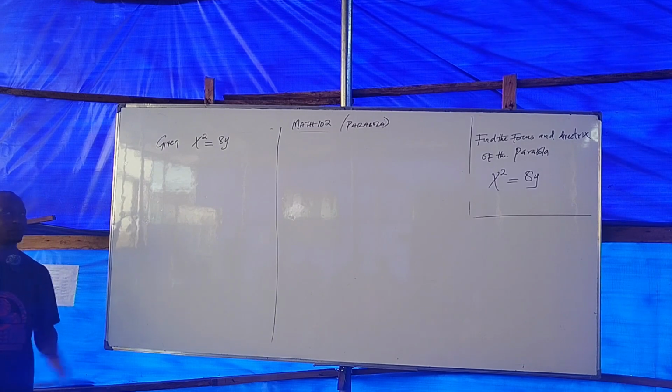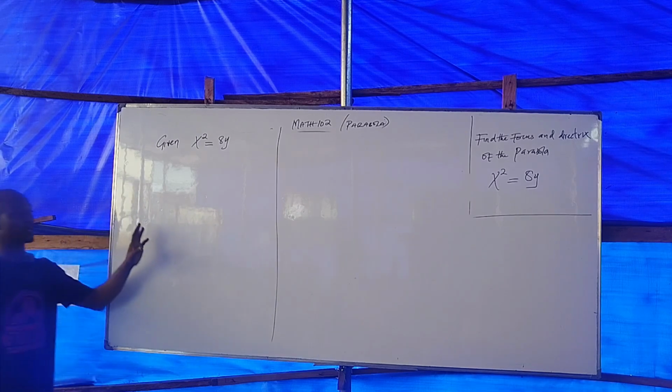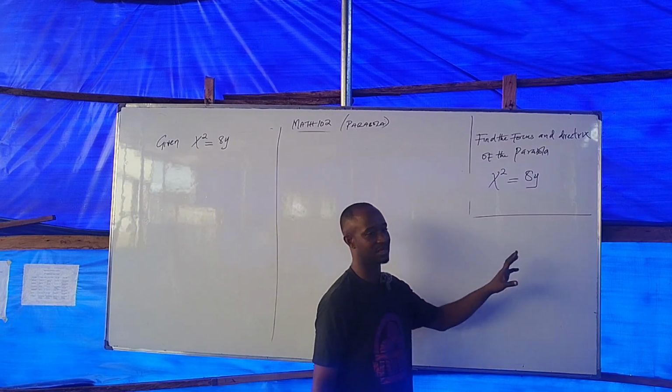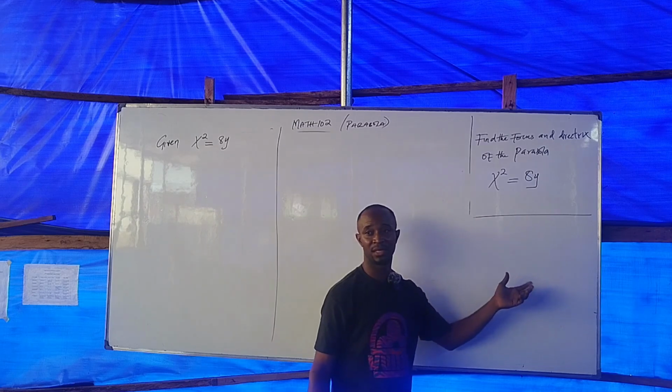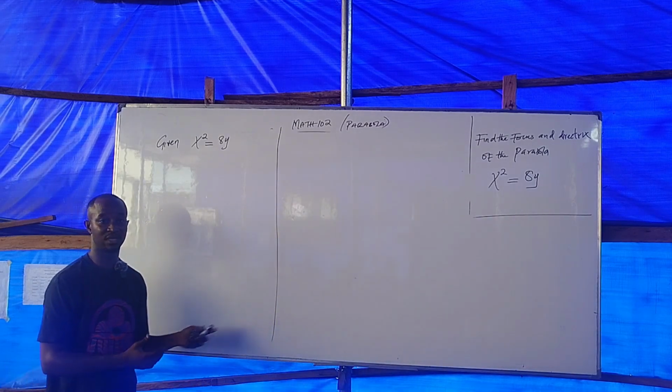Hello. Now, the first example I'm seeing from your textbook says that if we are given x squared equals 8y, we have to find the focus and the directrix of this parabola. By now we know what is the focus, right? And we know what is called the directrix. Is it not so?